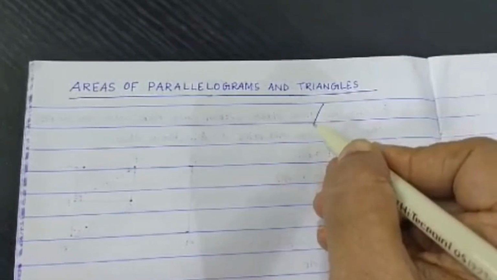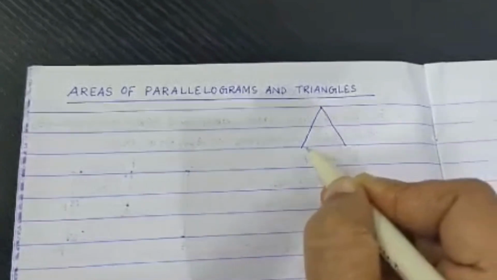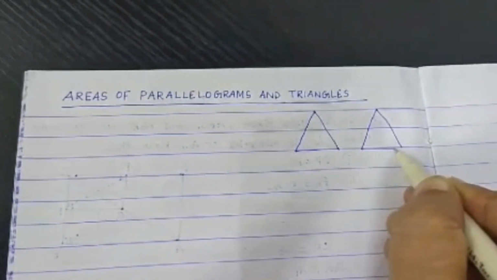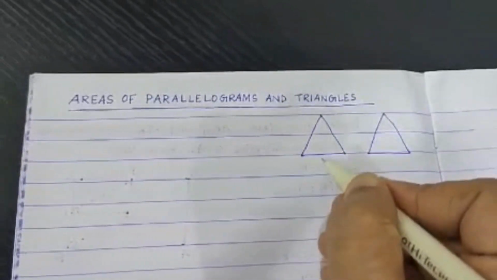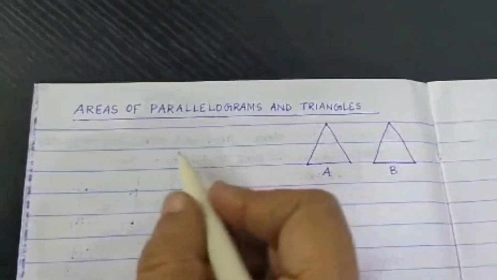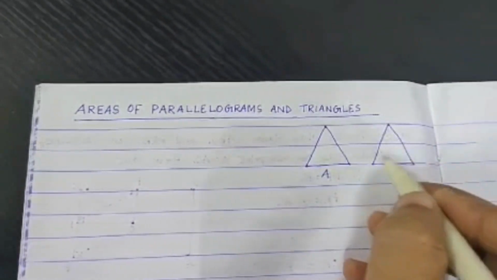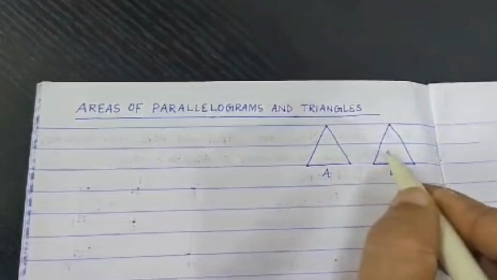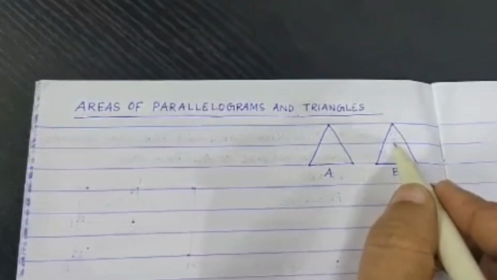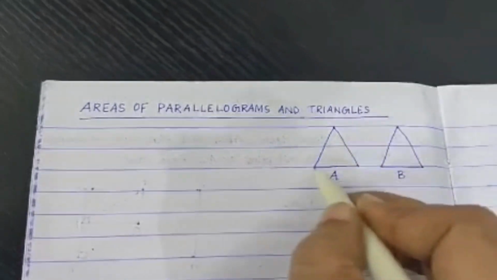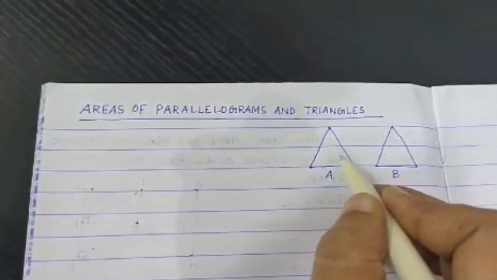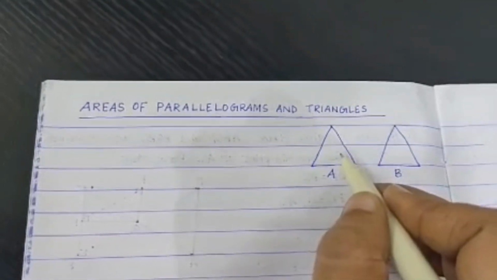So let us suppose we have been given two triangles or two figures like this. This is figure A and this is figure B, and these two are congruent. If these two are congruent, that means they will superimpose each other. If you put this one over this, then it will cover it wholly, completely. So basically these two are congruent, and that means their areas must be equal.